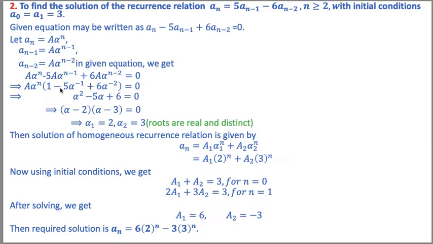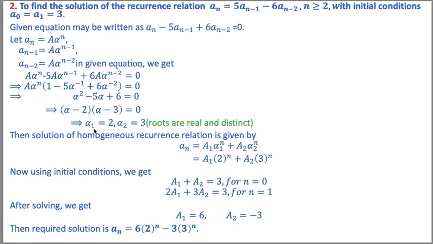And if we multiply this equation by alpha square, then we get alpha square minus 5 alpha plus 6 equal to 0. If we factorize this, because 3 twos are 6 and 3 and 2 make 5, we get alpha minus 2 into alpha minus 3 equal to 0.